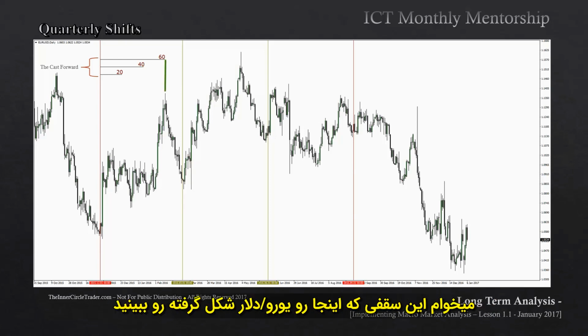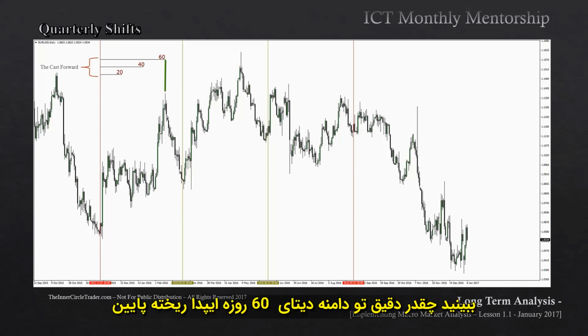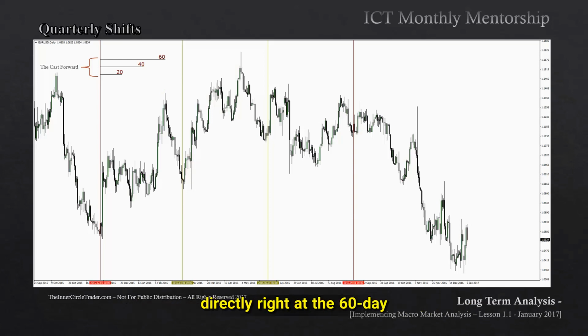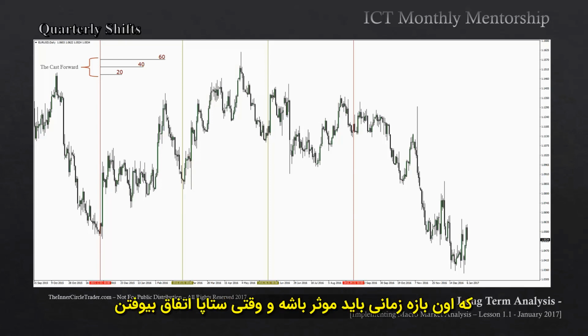I want you to see that the high formed here on the euro dollar, look how it falls directly right at the 60-day IPDA data range. Nails it on the very high. Now, this is a daily chart, folks. Okay, so think about what we're doing here. We're mapping out the highest probable time when the time range should be influential in when the setups occur.